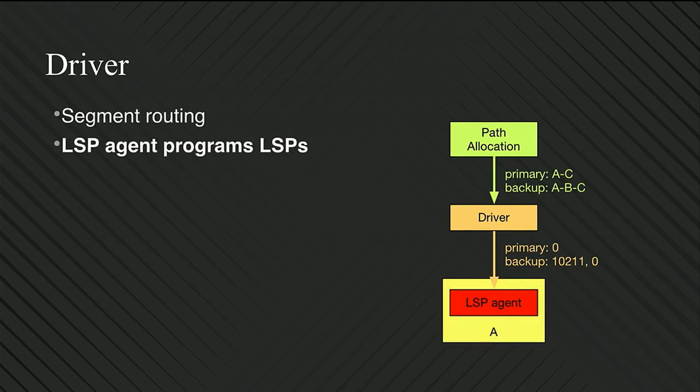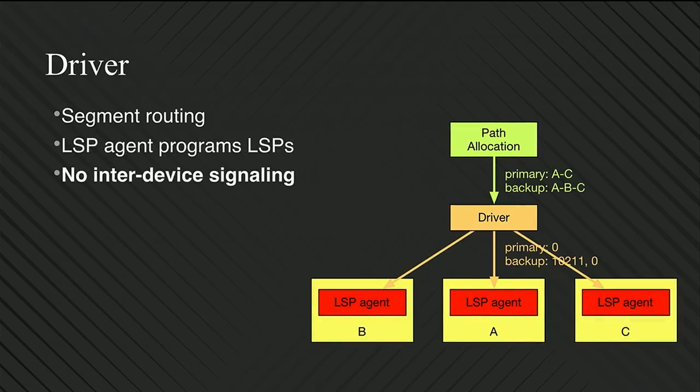These label stacks are then delivered to the LSP agent running in each router. And then the LSP agent will convert them into the platform-specific network object. Every vendor implements MPLS tunnels differently, so we just use the SDK and program it. Now, we repeat this process for every single router, and notice that only the driver needs to talk to the LSP agent. The LSP agents do not need to talk to each other.